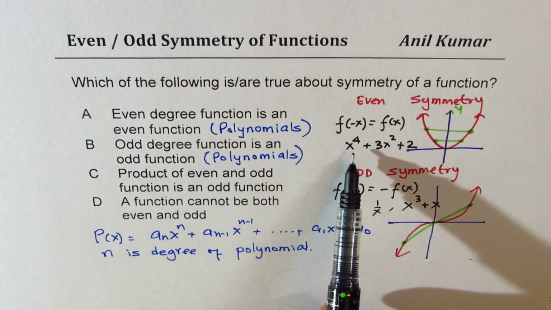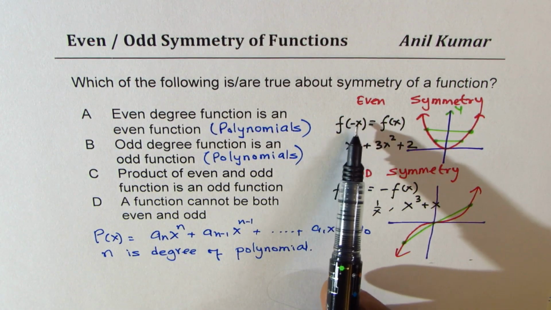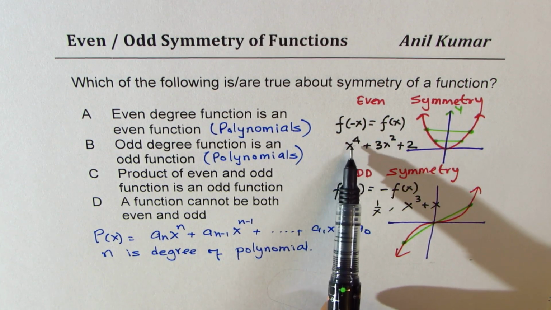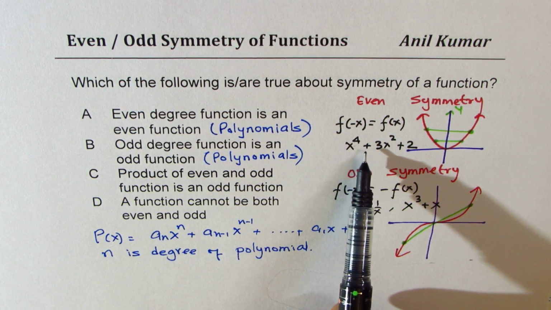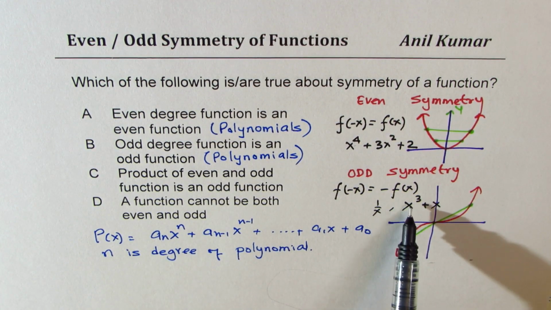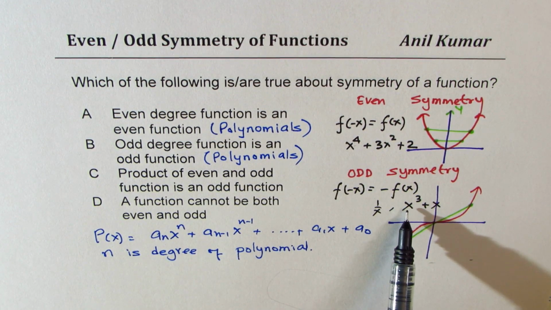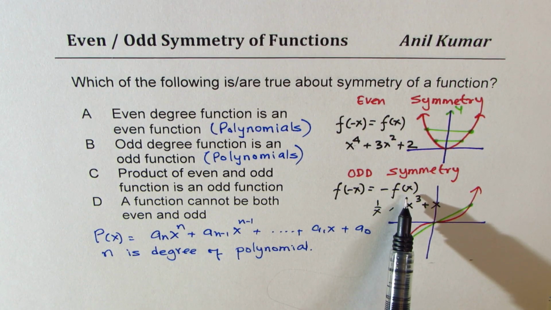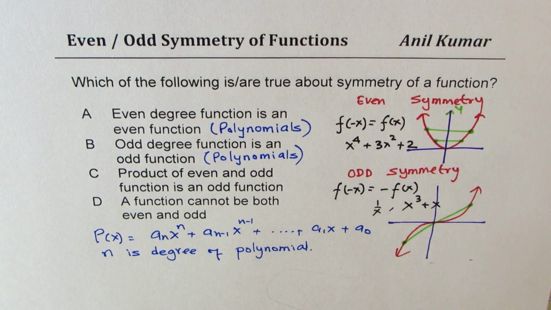If you do f of minus x, these are all even functions. All these powers will make the coefficients the same, and so it will be equal to f of x. In the odd case, the negative power will be negative, so you get negative f of x. Correct? Now with that in mind, I'd like you to answer these questions, right?